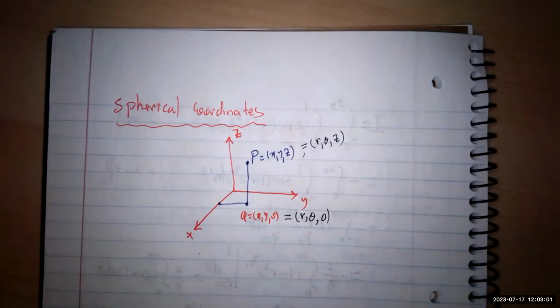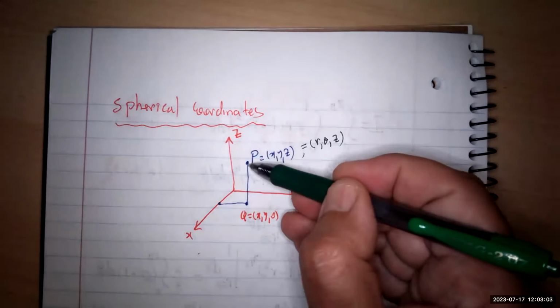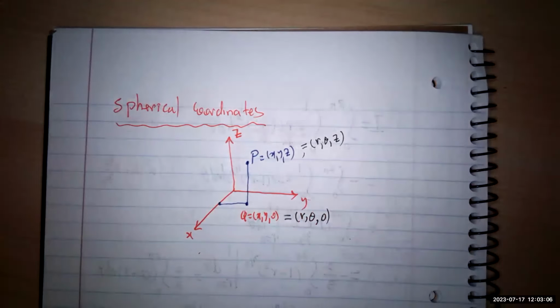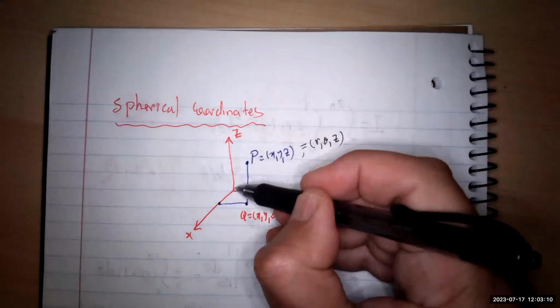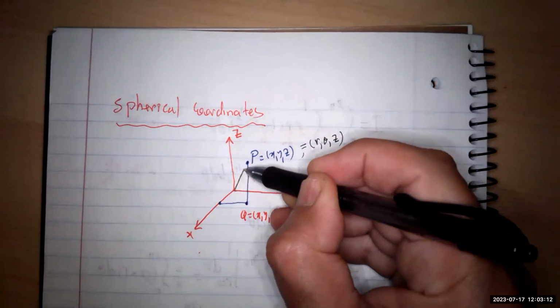Now, the way we're going to do it in this case is, we get a point P, and then we are going to consider the distance of P to the origin. This is the distance of P to the origin.